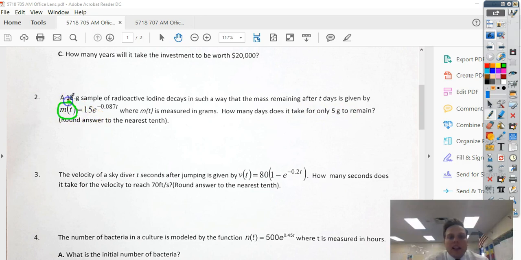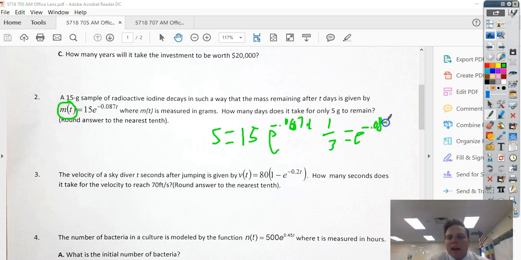So I know that m of t is going to be 5, which is equal to 15 e raised to the negative 0.087t. Okay, and guys, we know how to do this. I promise you do. Start by getting the base by itself. So we divide both sides by 15. So 5 divided by 15 is just 1/3. So 1/3 is equal to e raised to the negative 0.087t.